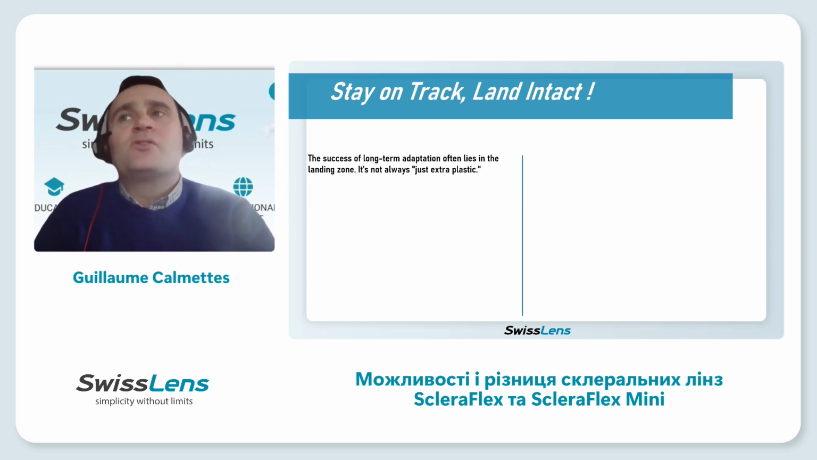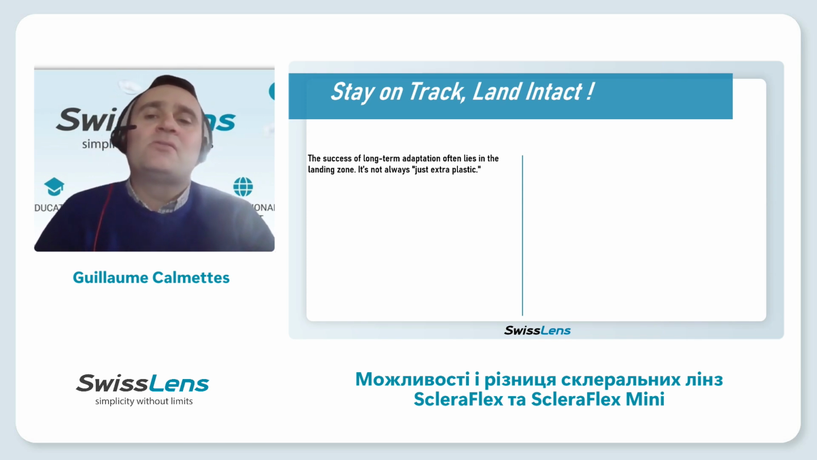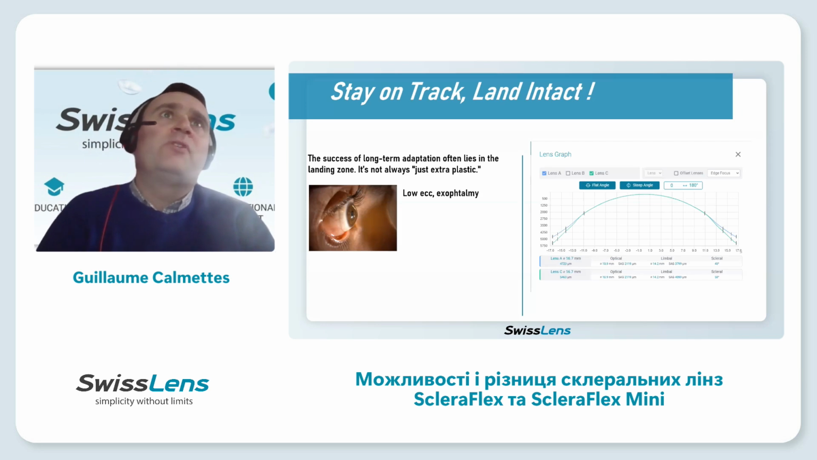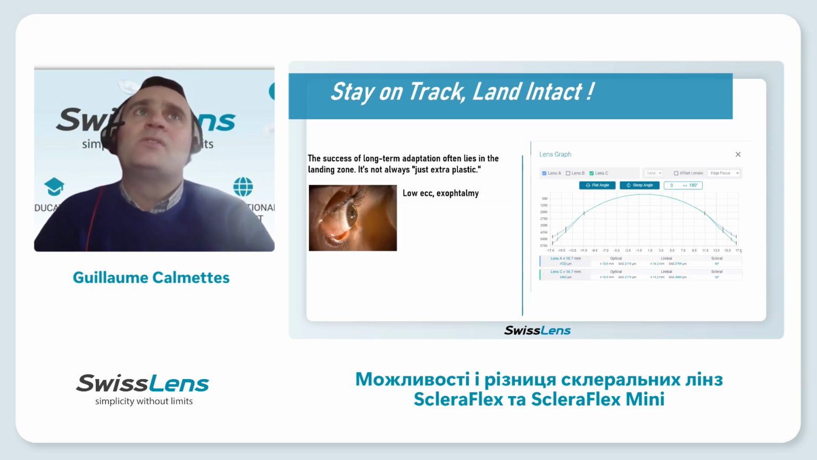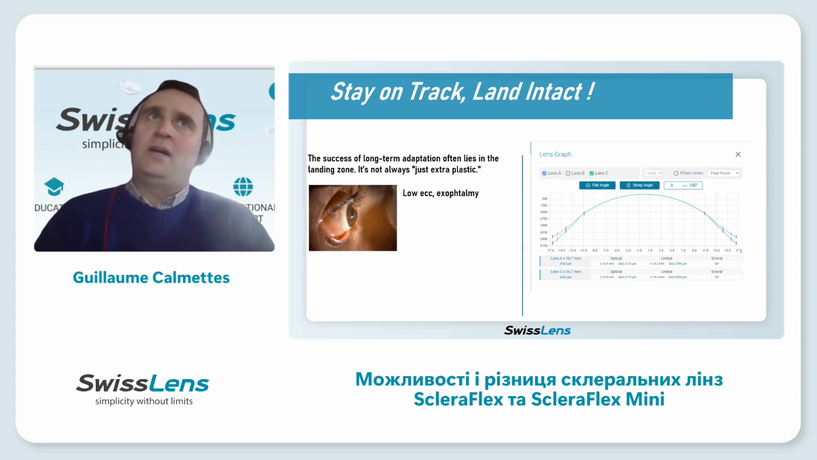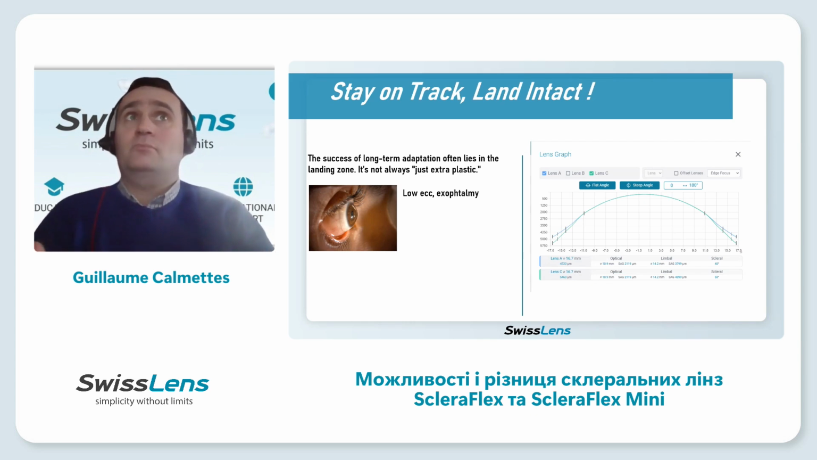You can hear that for some people, only one diameter, a big diameter of scleral lens, is only plastic. Just only plastic is not totally right. I can show you, for example, this is an eye with a very low eccentricity. An eye that is exophthalmic, so that means it's going in front of him. You see on the right, on the simulation, the blue line is a normal lens, let's say, and the green one is the one we had to do to fit this eye.